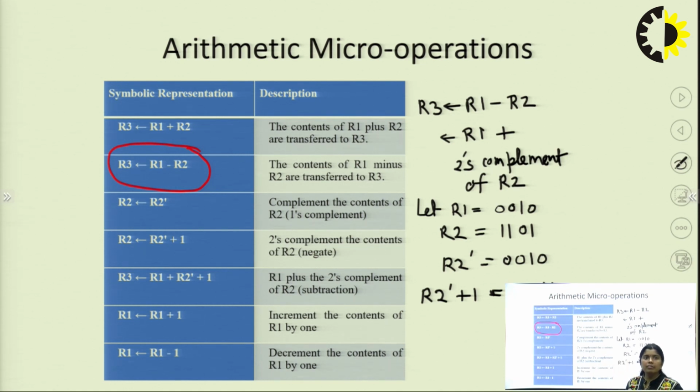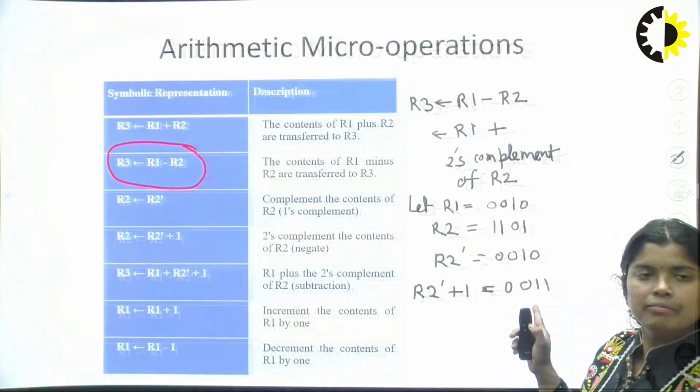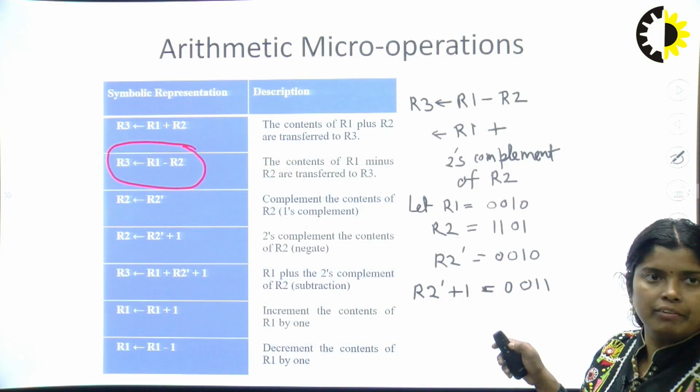Let R1 equal 0101 and R2 equal 1101, suppose. Then what is the R2 complement? The R2 complement means the 1's complement. Here R2 is 1101, so the R2 complement is 0010, and the R2 complement plus 1 is considered as the 2's complement. So the R2 complement plus 1 is 0011.